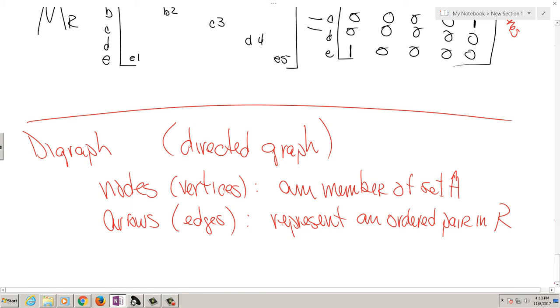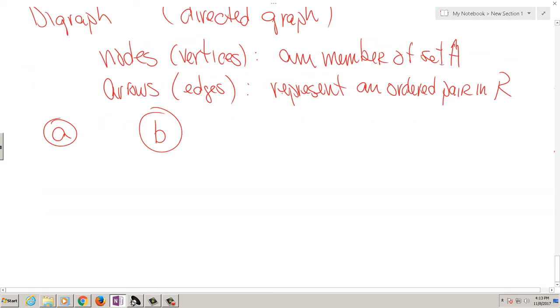It might look like this: if this was node A and this was node B, and they were an ordered pair, I'm going to have an arrow that is moving from A to B. This would represent the ordered pair AB. So the nodes are going to be circles with the name of the element inside of it, and the edges are going to be arrows pointing in the direction of the relationship between the ordered pairs.